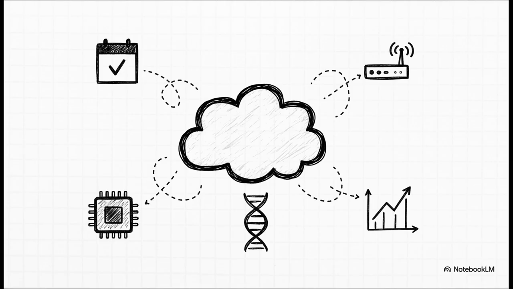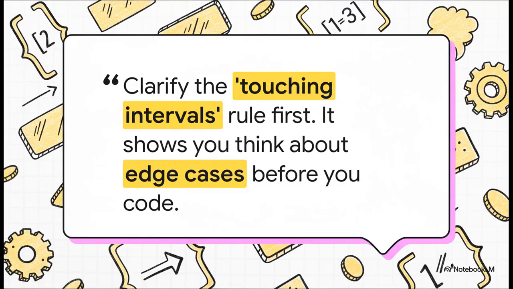It's a true workhorse. And here is a fantastic piece of advice for any coding interview. Before you type a single character, just ask, quick question, should we merge adjacent intervals, like one that ends at 2 and one that starts at 2? Asking that immediately shows you're a careful, thoughtful engineer. It's such a simple question, but it proves you think about the tricky bits before you start, and that can make a huge positive impression.